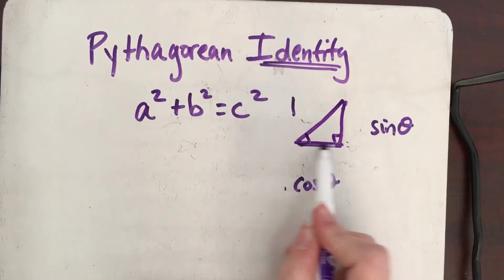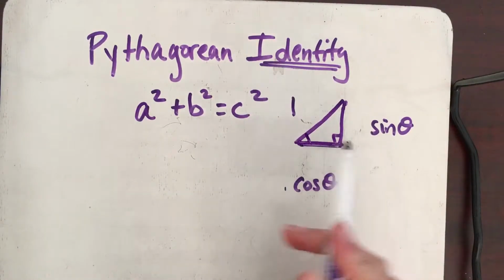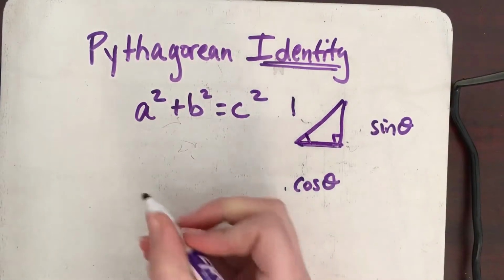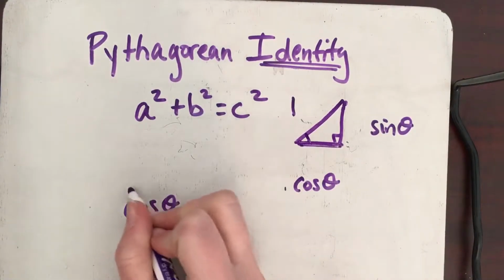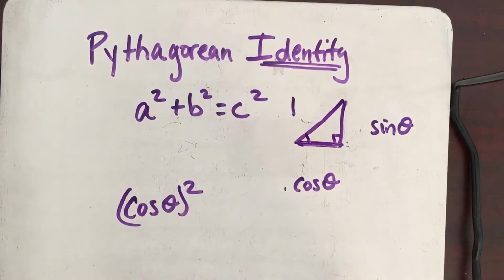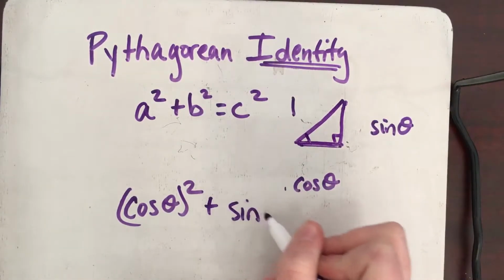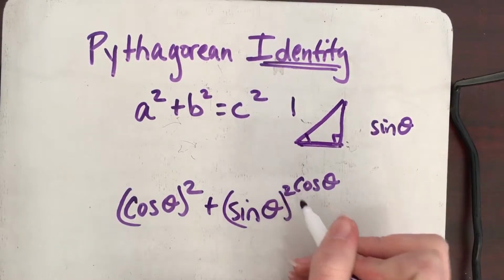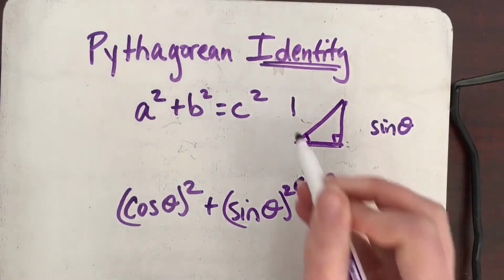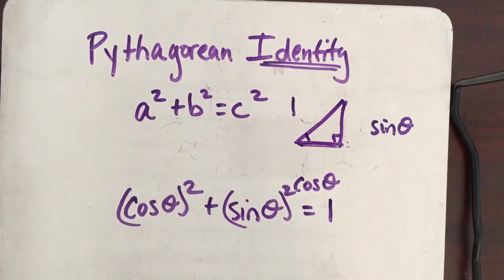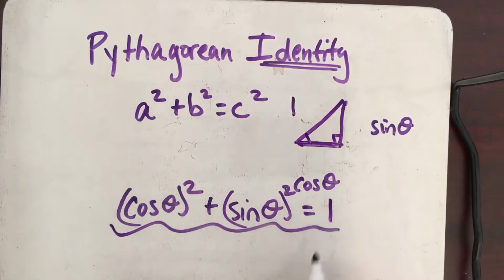So instead of one of the short legs being called a, it'll be called cosine. And that's still squared, that side length is squared. Plus our other leg is sine, and that's also squared, equals the hypotenuse, and this is a 1, or just a 1 squared. So this right here is the Pythagorean identity in particular.